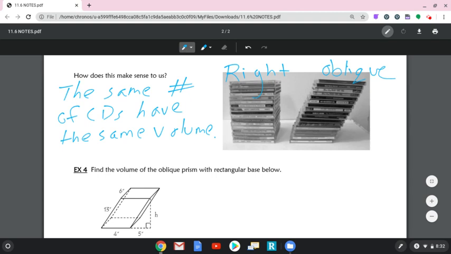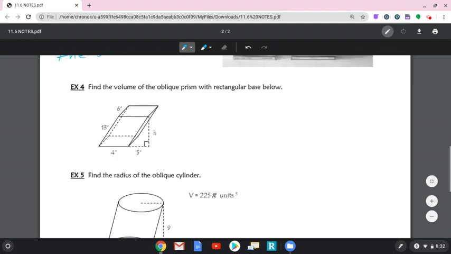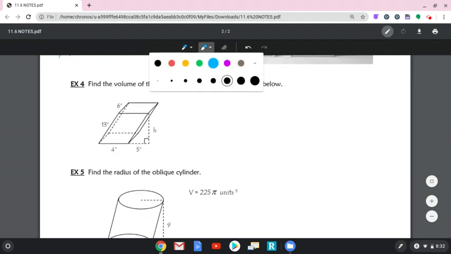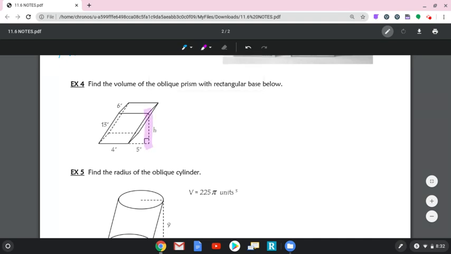So that means if I go here and I want to find the volume of this oblique prism, I'm saying, okay, I need base area and height. I need this height. Now, if you have an oblique prism, the height will be on the outside. It will be from a segment from a vertex perpendicular to the plane that contains the opposite base. So if I take a look at this, I need to find the height. Now, I can easily find my base area. My base area would be 6 times 4, which would be 24 inches squared. That's my base area.